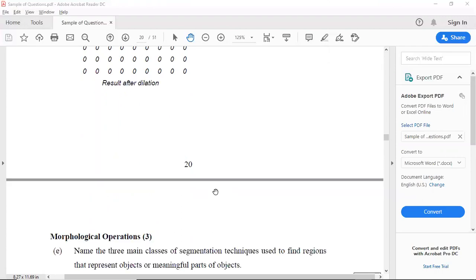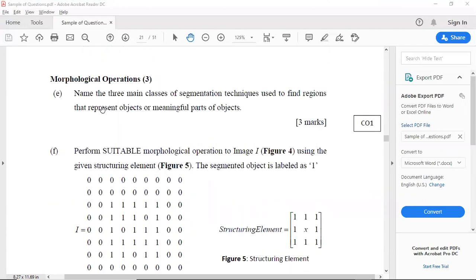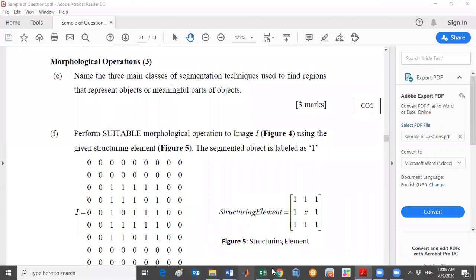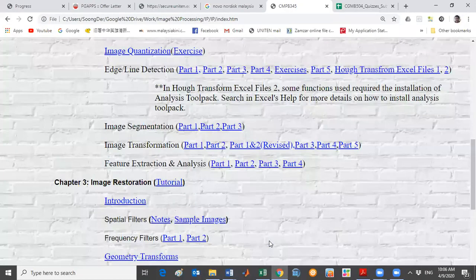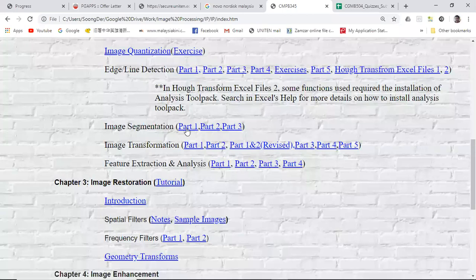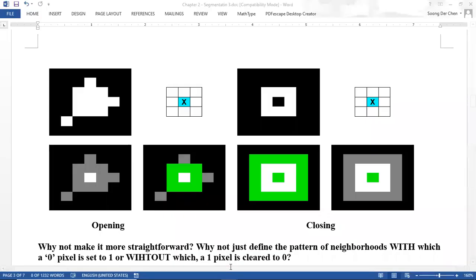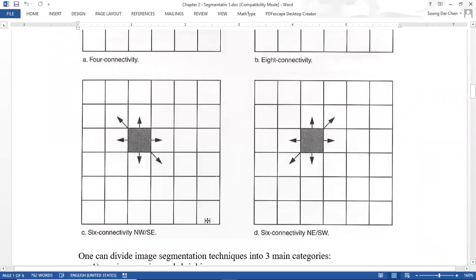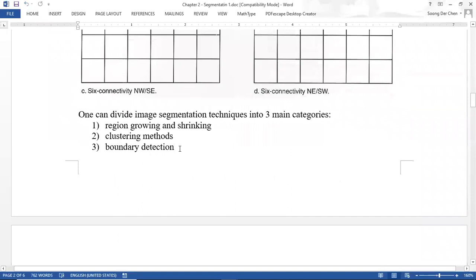Okay, next, again, name 3 main classes of segmentation techniques used to find the regions that represent. So what is that? 3 main classes of segmentation technique? Region, growing and shrinking. What else? Clustering method. And last but not least, the boundary detection. Boundary.